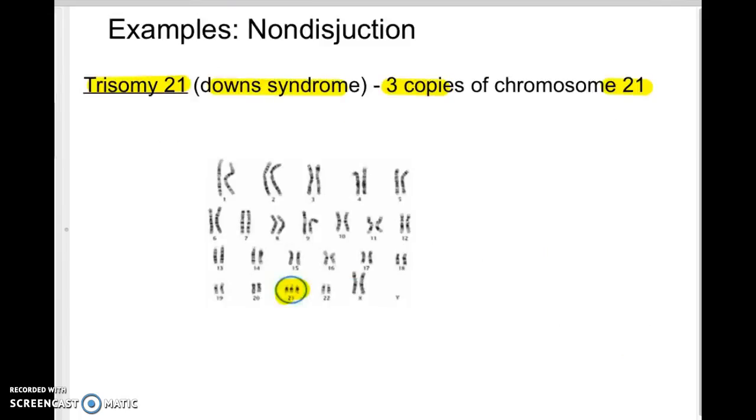So an example of non-disjunction could be something called trisomy 21, and tri is a root word meaning three, and so what happens is you get three copies of chromosome number 21. So here is a karyotype showing on number 21 three chromosomes when there was only supposed to be two, and this is something known as Down syndrome.